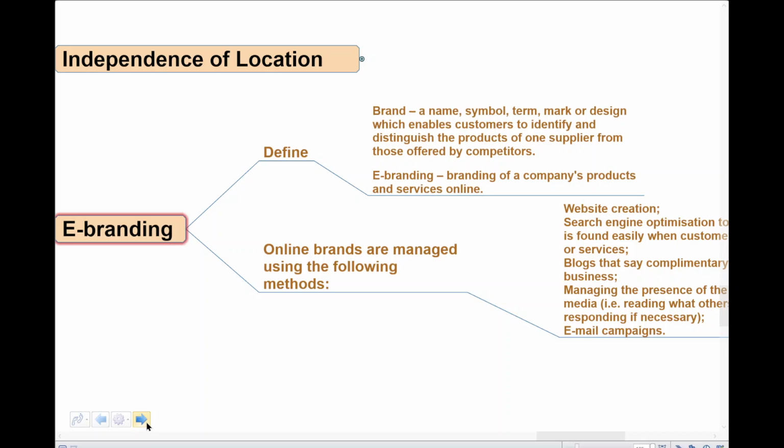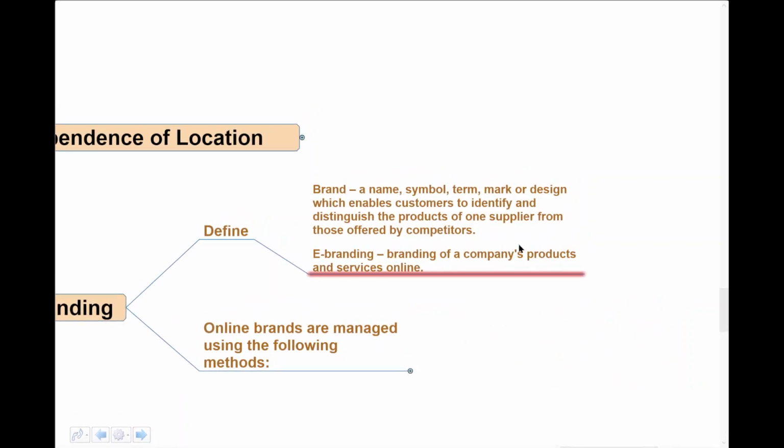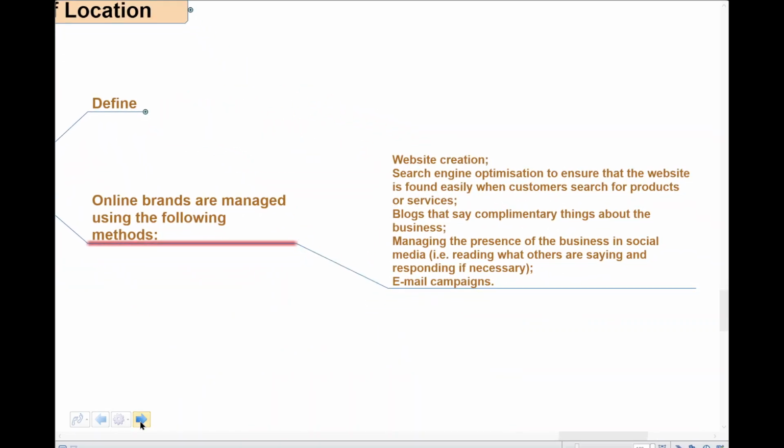Now, what's also important, obviously, if you're trading on the internet, if you're conducting e-business, as it were, is your brand. What do we mean by a brand? Well, in essence, some form of name or mark or design, etc., that differentiates you, your products or your service from your competitors. Now, in terms of e-branding, we're simply looking at that online. So how can you manage online brands better?